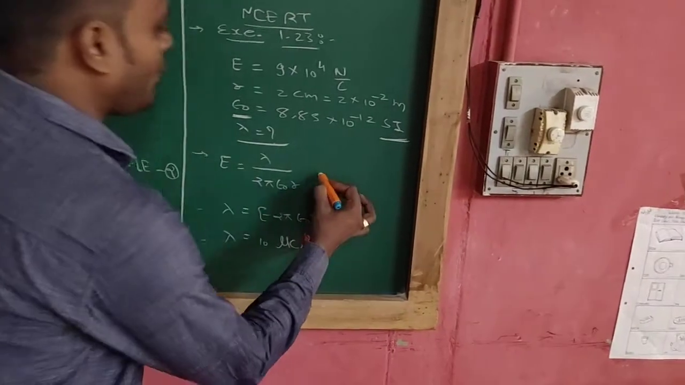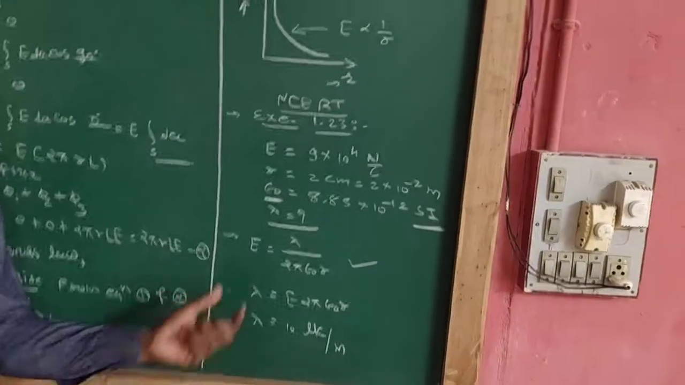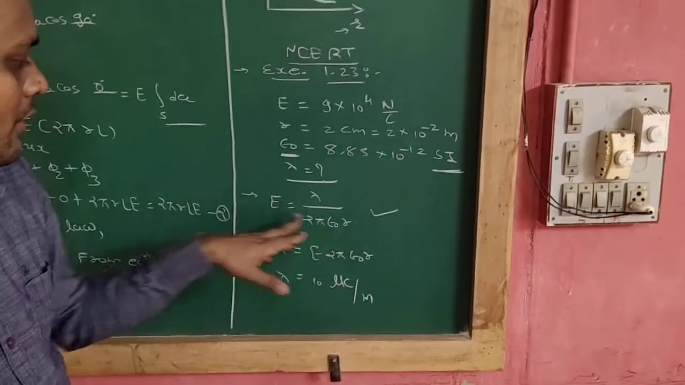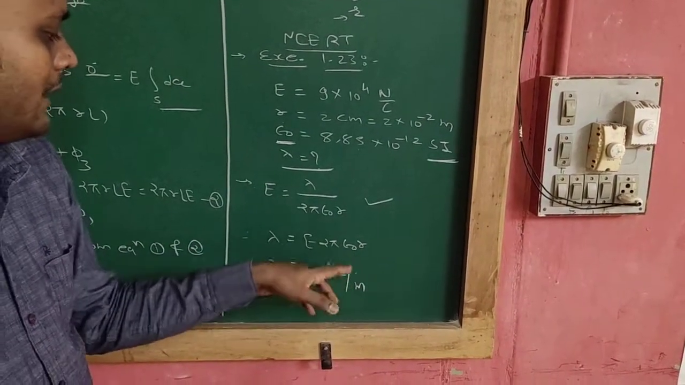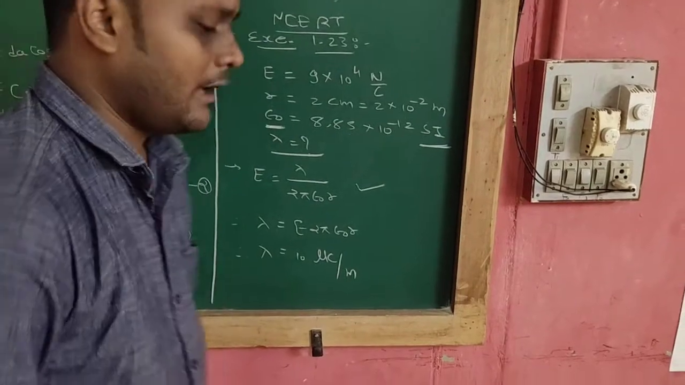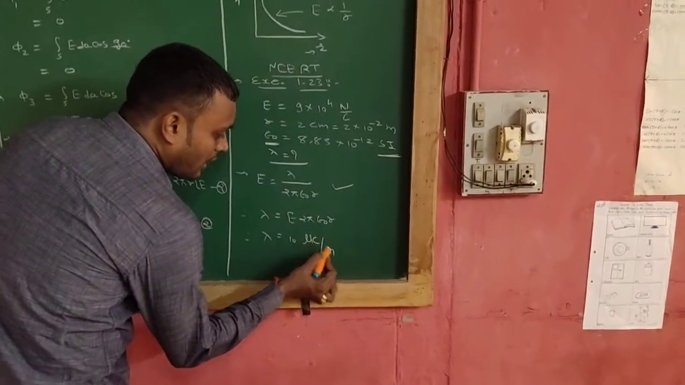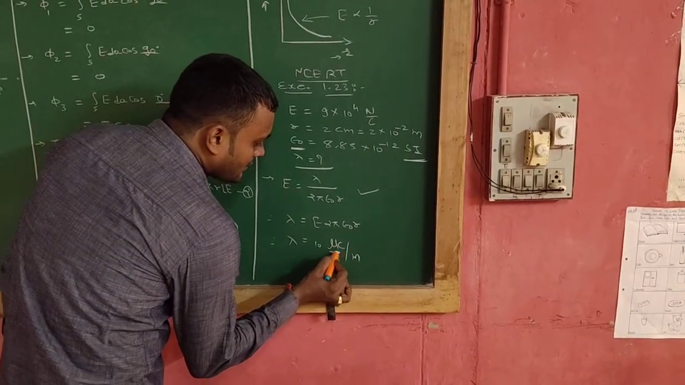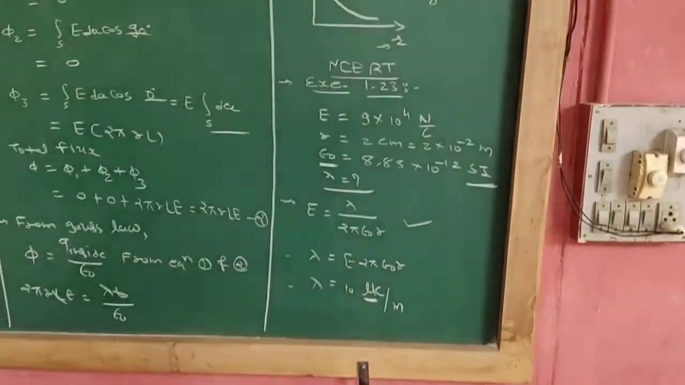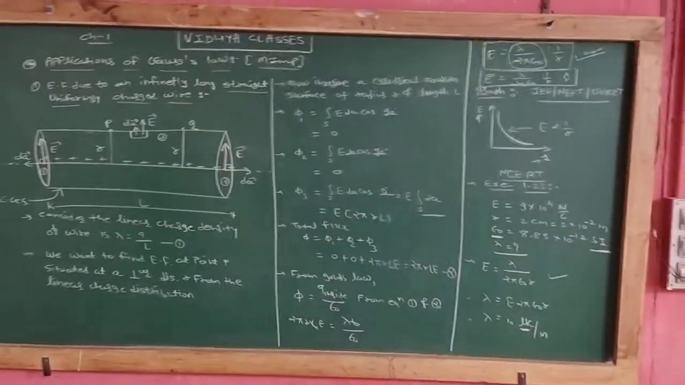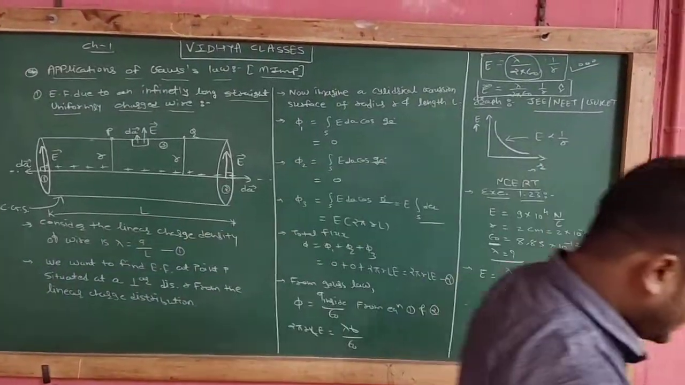So what is the formula? Already we learned in this lecture, E equal to lambda upon 2 pi epsilon 0 r. Make lambda the subject, so it is the product of these terms. By putting the values you will get this answer, 10 microcoulomb per meter, where you remember this is not coulomb per meter, it is microcoulomb, micro meaning 10 raised to minus 6. So in this way you understand the complete idea about this first application of Gauss law.